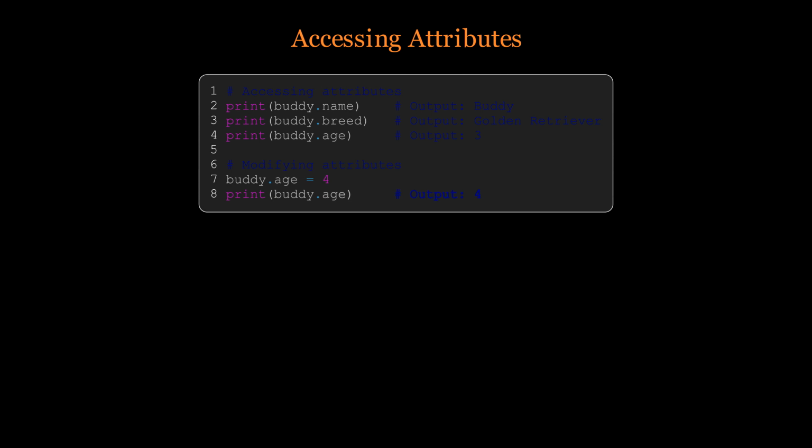Once you create an object, you access its attributes using dot notation. This lets you read or modify the object's data from outside the class. Use the object name, a dot, then the attribute name. buddy.name gives us Buddy. buddy.breed gives us golden retriever. You can also modify attributes directly. buddy.age = 4 changes Buddy's age. This dot notation is fundamental to working with objects.